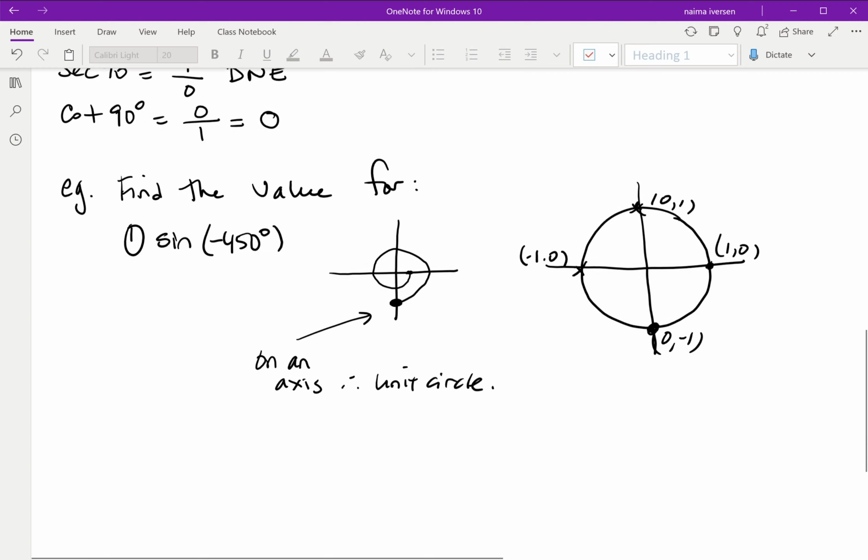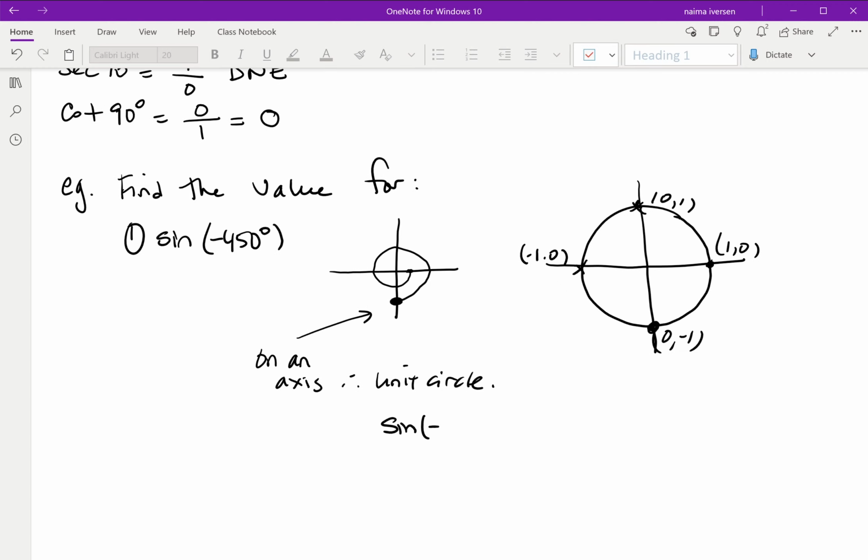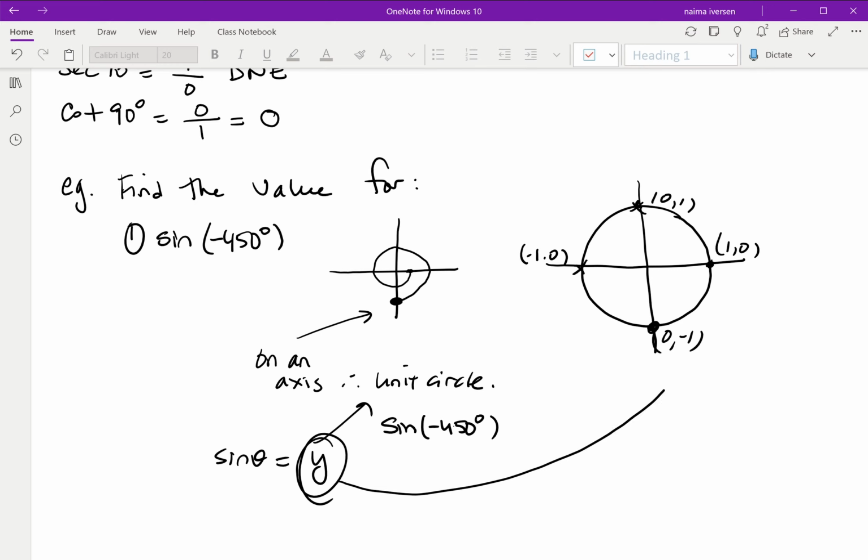We want sine of negative 450. In the unit circle, sine theta is equal to my y value. So let's take a look at our point and let's take a look at our y value. So sine of negative 450 is going to be negative 1.